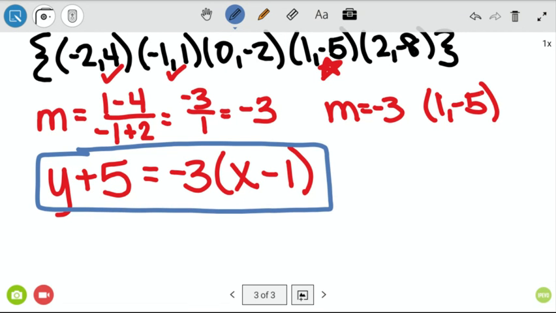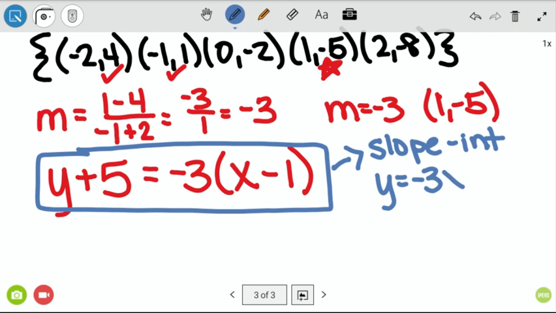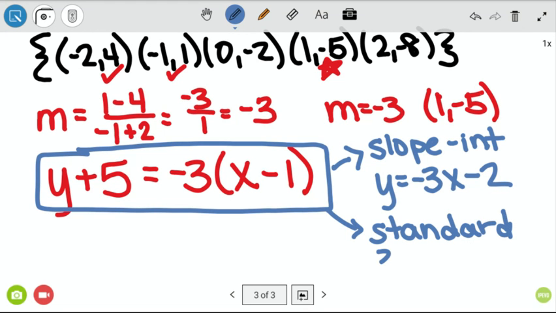Now, if you continued to solve it, the slope-intercept form of this would be, and I'm going to just work it out in my head, y equals -3x minus 2. And if you also wanted to do the standard form, it would be 3x plus y equals -2. So any of those would be acceptable, but I'd probably just go with a point slope.